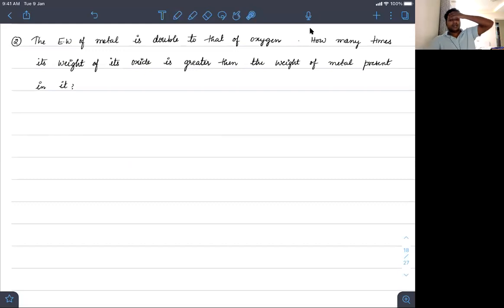Equivalent weight of metal is double that of oxygen. How many times is the weight of its oxide greater than the weight of the metal present? Do that.